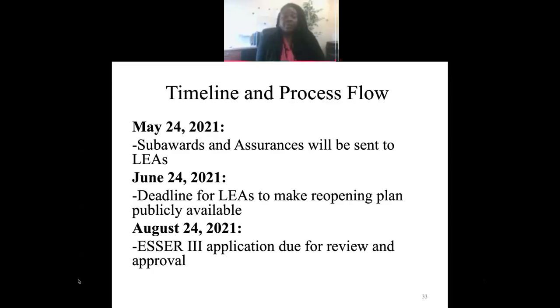The U.S. Department of Education is requiring states, though, to expeditiously grant funds to school districts. So on May 24th, you will get your grant award notification and sub-end assurances sent to you. You'll then need to sign and return your grant award and assurances back to the department, and you can begin budgeting your ESSER 3 funds in GAPS and claiming it.